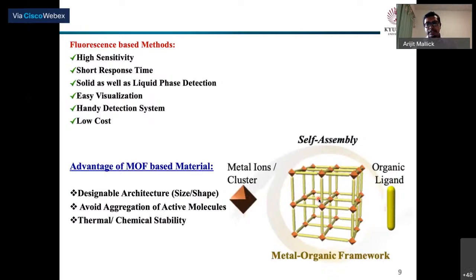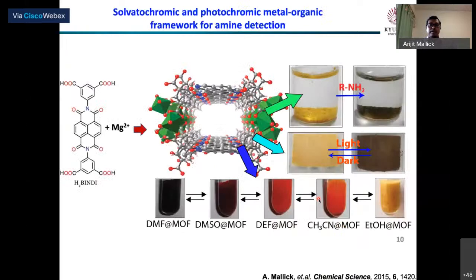Also, these materials have thermal and chemical stability, and most important, they are crystalline in nature. So we can know the orientation, the bond angle, bond length, and interactions. So we can know the science behind all these things. So that is the advantage. I'll come to my work.